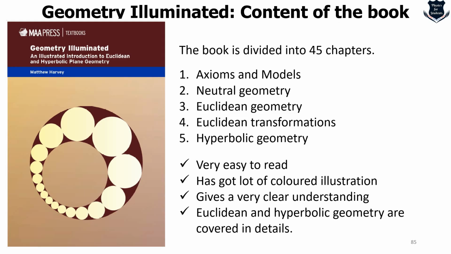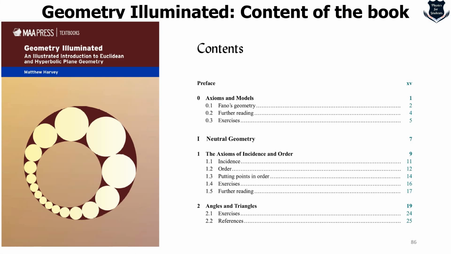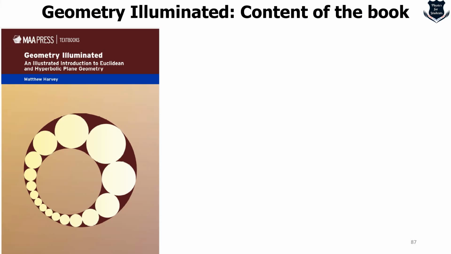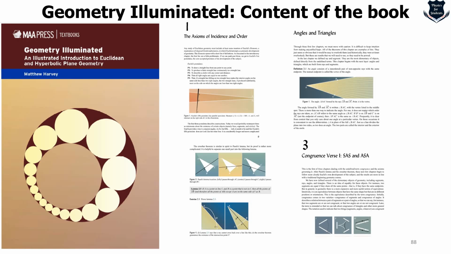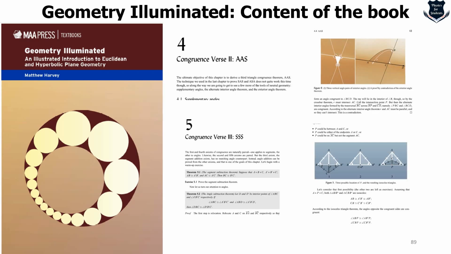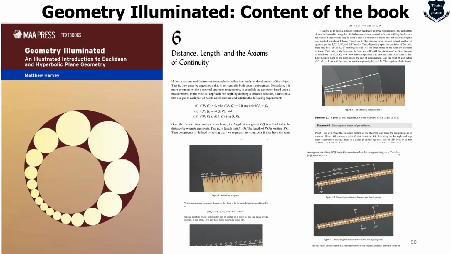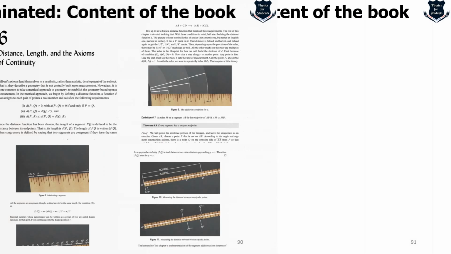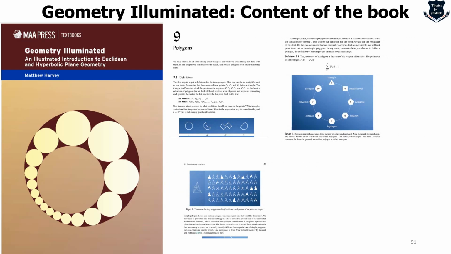Very easy to read. It has a lot of colored illustrations. Euclidean and hyperbolic geometry are very much covered in detail. You can see this is actually the contents, axioms, and models. Now this is something which I have illustrated and made more visible, so that you can see how beautiful the color diagrams are. Here comes the congruence, angle side. That means it's school level mathematics. It starts with this, the axioms of continuity, and you see it uses rulers, etc. It's fascinating. You won't feel bad if you purchase this book and go through it.